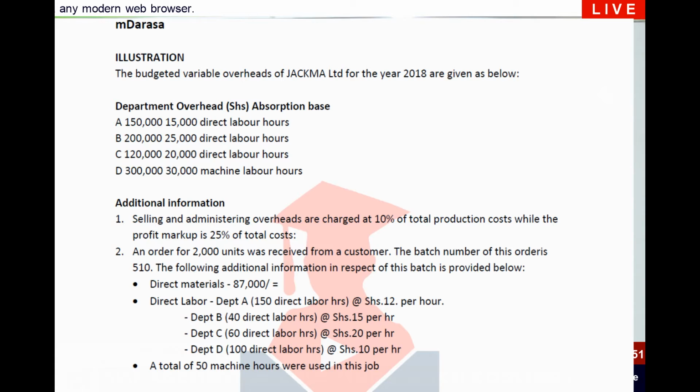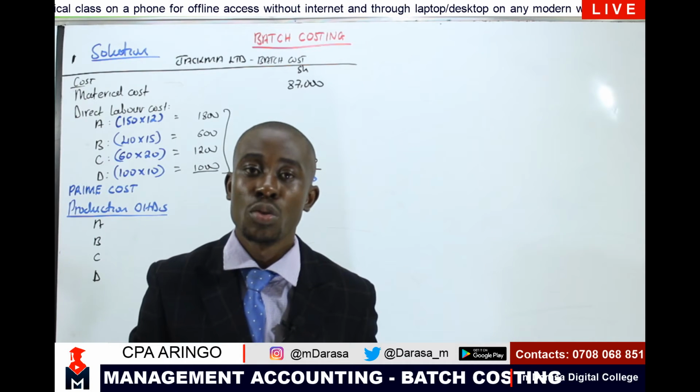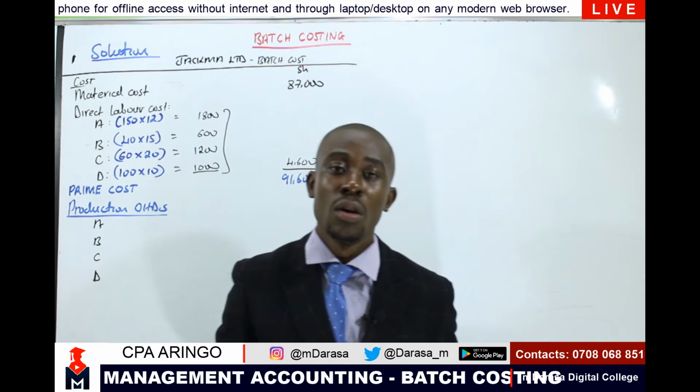After we are done with that, it will also be upon us to identify if we had any other direct cost. Back to our question here, we identify if we had any other direct cost. I'm not seeing any other direct cost. So to that point, confidently, I can come and have our prime cost, because we don't have any other direct cost given. So what will be our prime cost here?